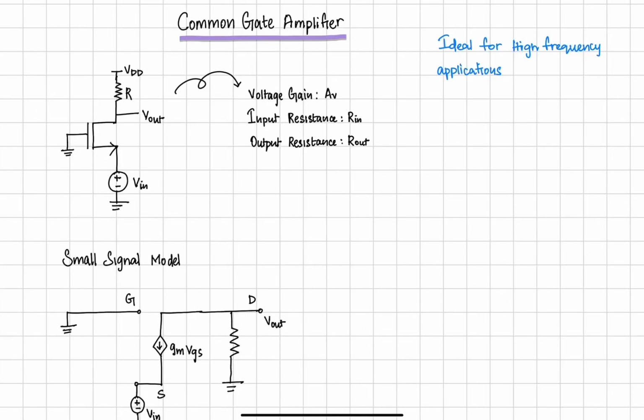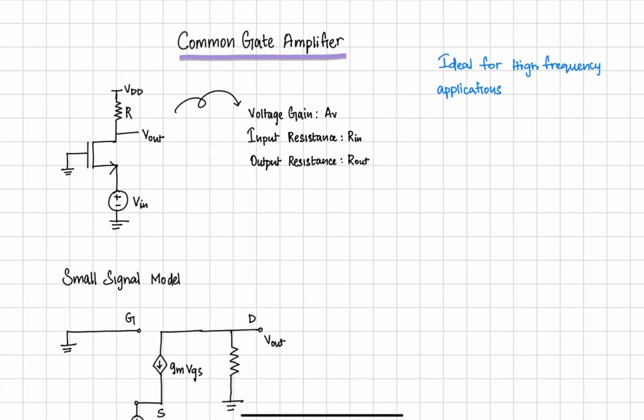Hi guys, today we are going to discuss the common gate amplifier. It is called a common gate amplifier because the input is given at the source terminal and the output is taken out of the drain terminal while the gate terminal is held at a constant voltage. It is ideal for high frequency applications and impedance matching due to its low input impedance and high output impedance.